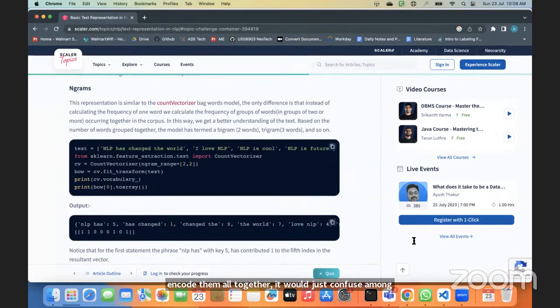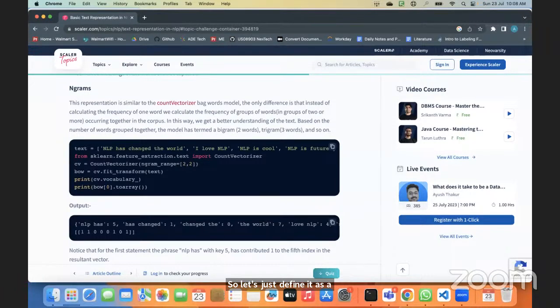So what is the next thing that people discovered? It's n-grams. N-grams are nothing but sets of words, basically clusters of words. Let's say I have the sentence, NLP has changed the world. So what are the n-grams? N is equal to the size of your cluster. Let's just define it as a cluster for now.